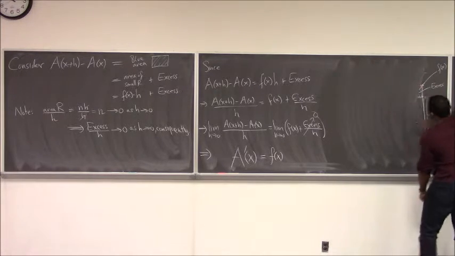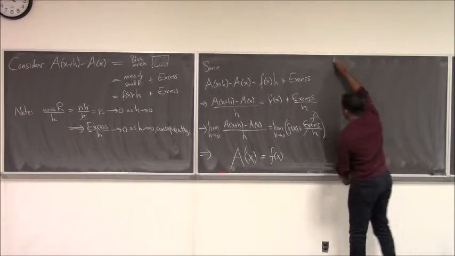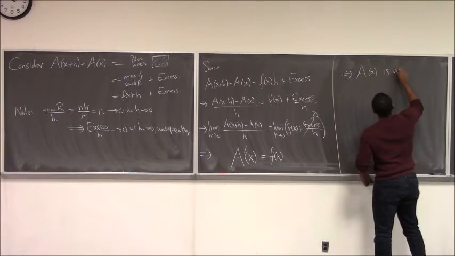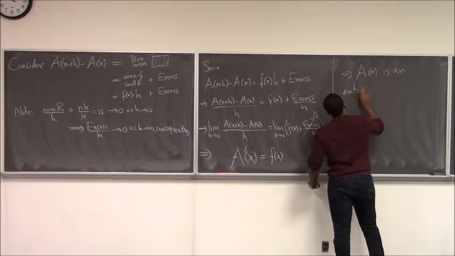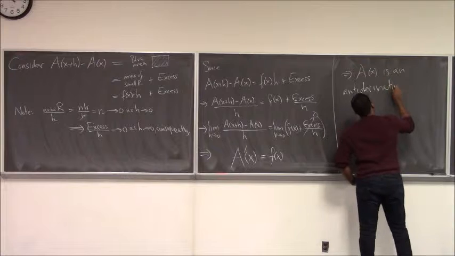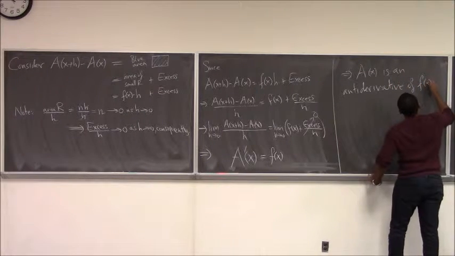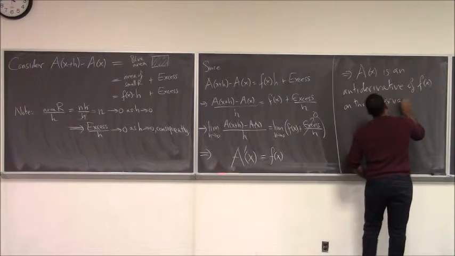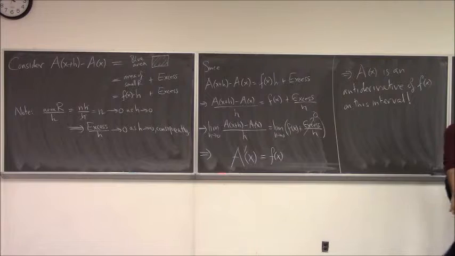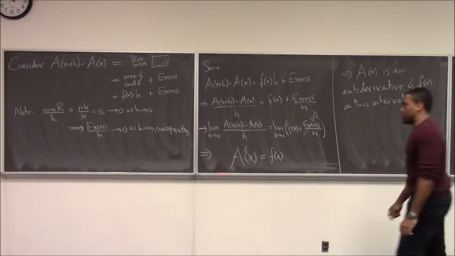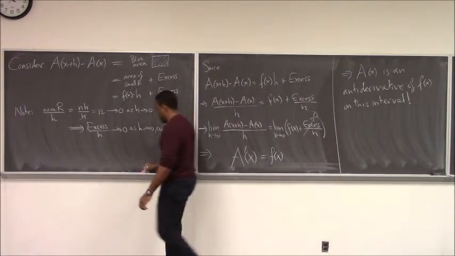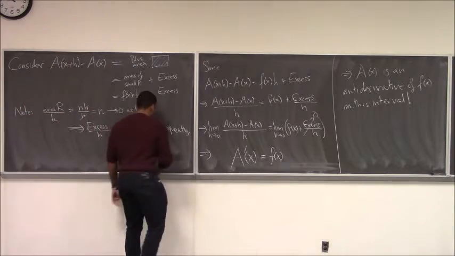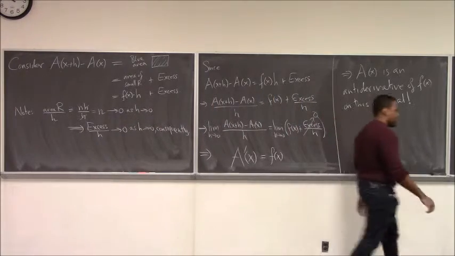So in other words, in this case, the A of x function is an antiderivative of f on this interval. Which is kind of strange. Why would anyone even think to try something like that?